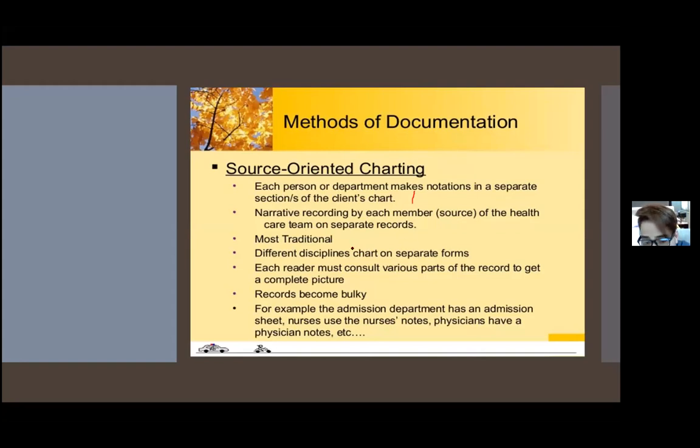Then mostly traditional. So when you say traditional, these are usually narrative form. Then different discipline chart on separate form. Then each reader must consult various parts of the record to get a complete picture. So kaya siya tinatawag na source-oriented kasi it depends on the department who will be doing the charting. Okay? But commonly, it's a narrative form pa rin. Ang pagkakaiba lang, bawat department meron sa sariling area doon sa patient chart.